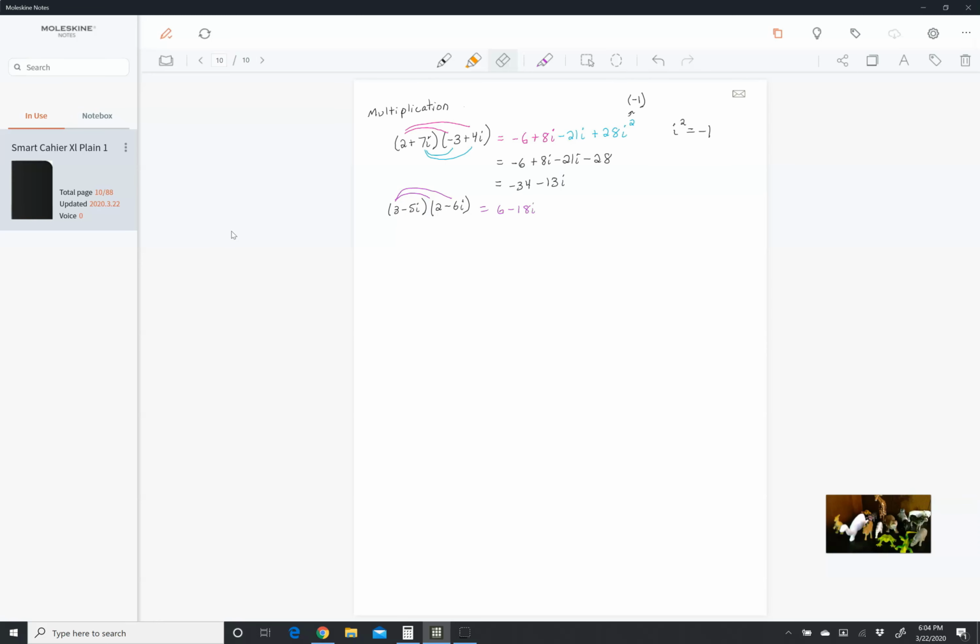And then we're going to do the same thing with a negative 5i. So you get negative 10i, and then this is plus 30i squared. Don't forget the square. So many people forget the square. Do not forget the square.